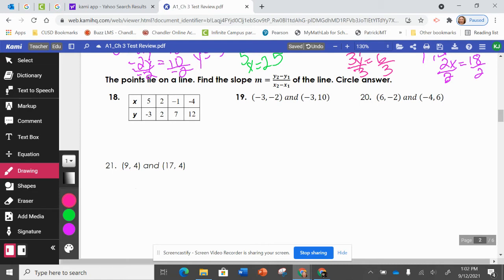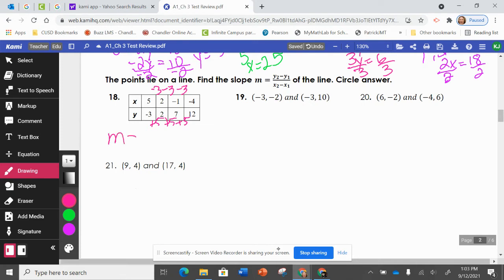Numbers 18 to 21 are asking us to find slope. We have the slope formula here, and so finding slope, we can use the slope formula for all 4 of these. We can also find slope just by using our rate of change if we're given a list of values, like we are in 18. So our rate of change in 18, 5 to 2 to -1 to -4, is a change of -3 each time. -3 to 2 to 7 to 12, we're adding 5 each time.